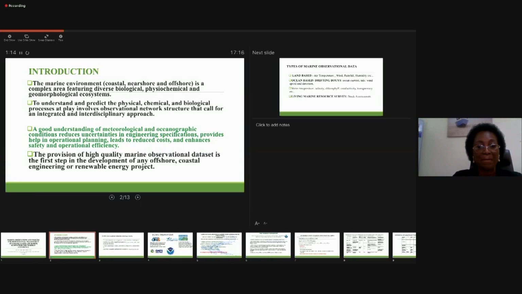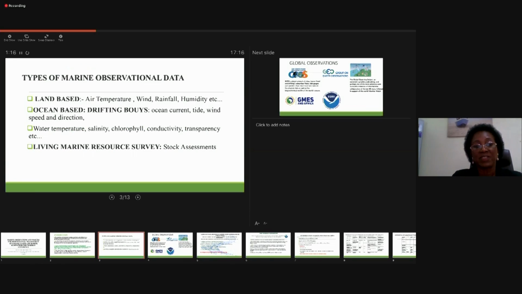The types of marine observational data we are looking at here are the land-based, meteorological, ocean and drifting buoys, and living resources like stock assessment.